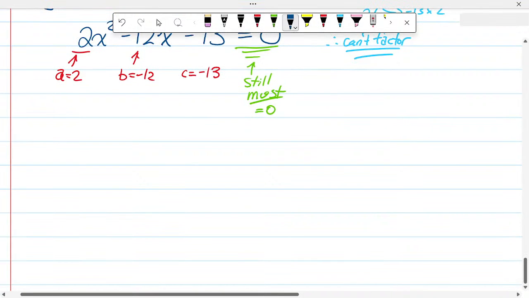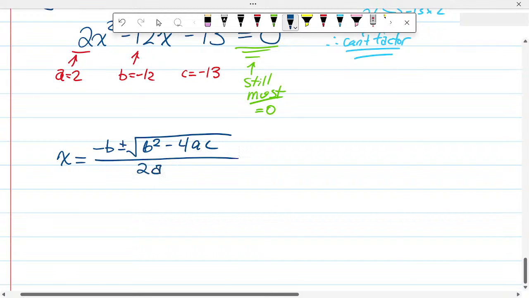So first, we write it out. We can say the answer to this will be x is equal to negative b plus or minus the square root of b squared minus 4ac all over 2a. Good. Okay, there we go. Boy, wasn't that pleasant.